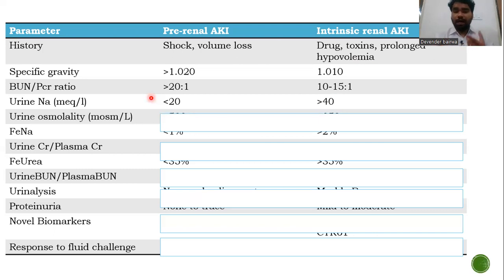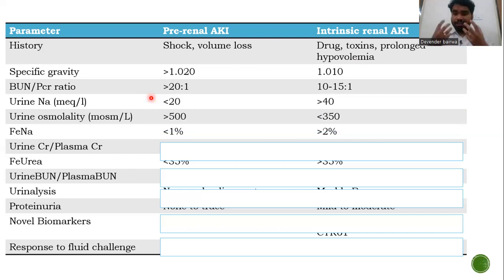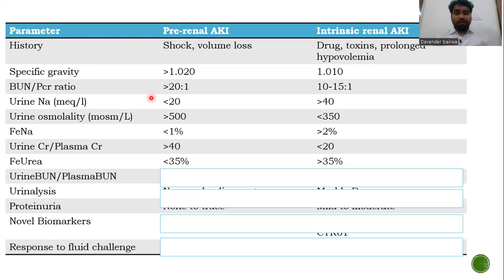Now coming to urine osmolality, I already told you urine is concentrated, it has more solutes. So in pre-renal AKI, urine osmolality is generally more than 500, while in case of intrinsic renal AKI, it is roughly equal to your serum osmolality, so it is always less than 350. Fractional excretion of sodium is low in case of pre-renal AKI. I told you already why, and it is high in case of intrinsic renal AKI. The ratio of urine creatinine to plasma creatinine also increases in case of pre-renal AKI. It is more than 40, and it is less than 20 in case of intrinsic renal AKI.